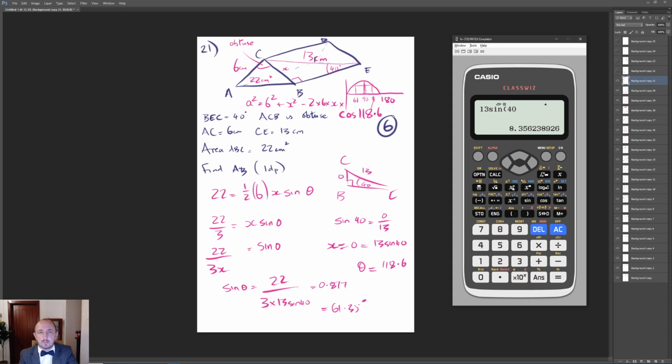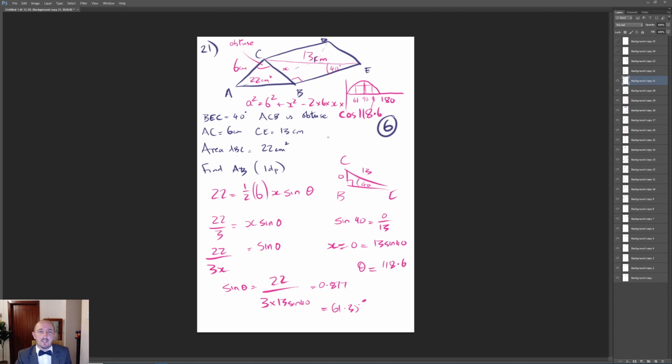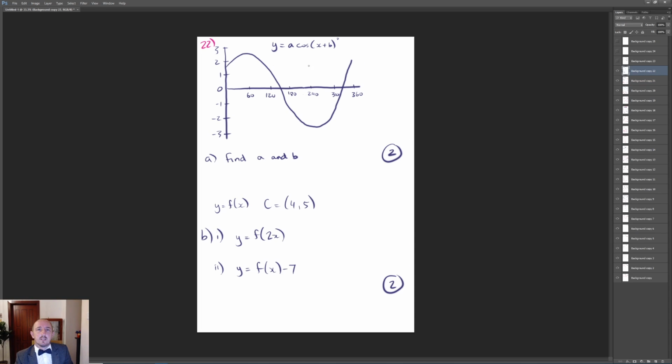and I'm going to square that, add it to 6 squared, and subtract 2 times 6 times x times the cosine of the angle, which I stored in the memory there. So when I square root that answer, because this is a squared, then I get my value for AB finally, which is 12.4 centimeters. For question 22, we have a cos graph.